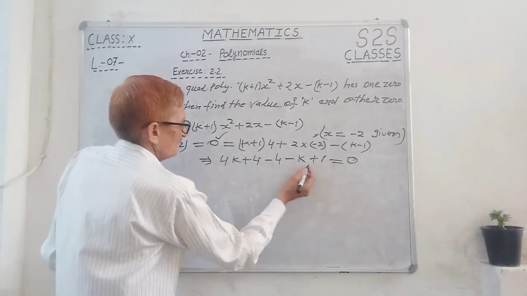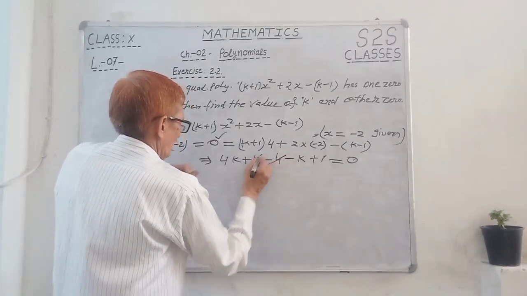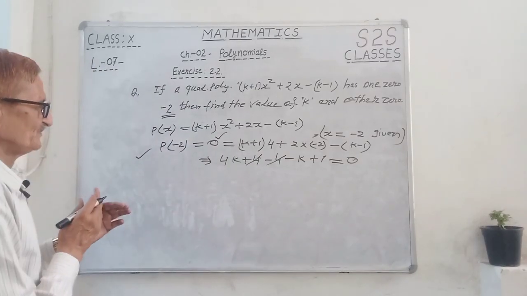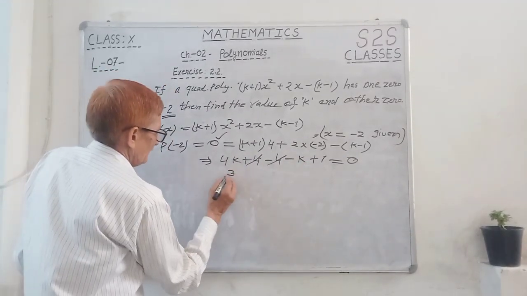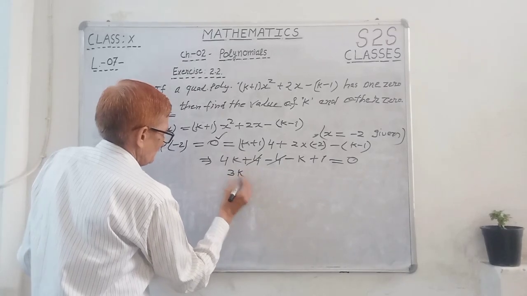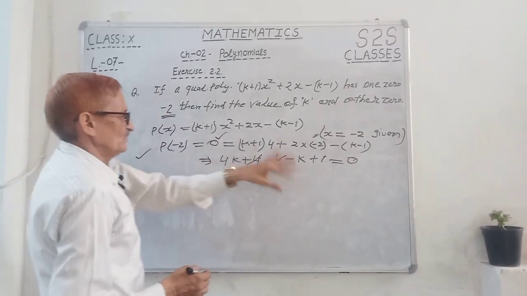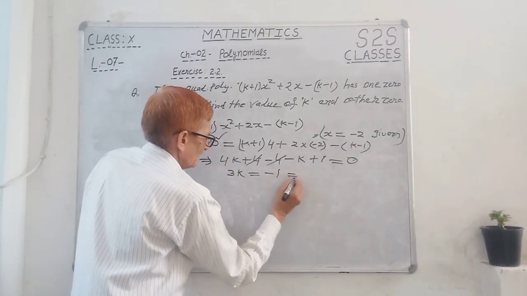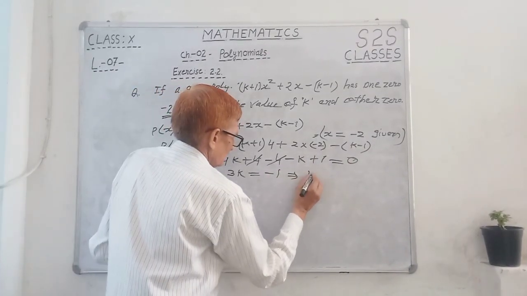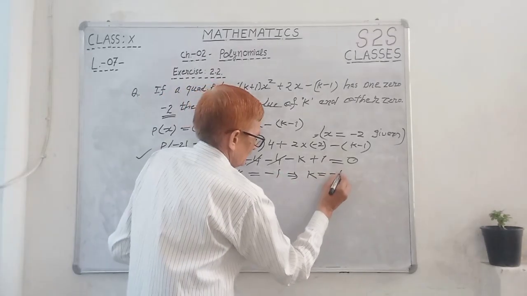Now solve. 4k minus 4 plus 4 cancel, then 4k minus k, 3k, simplify, it is in the k variable, equation is equal to plus 1 will go that side -1, then this implies k is equal to -1 by 3.